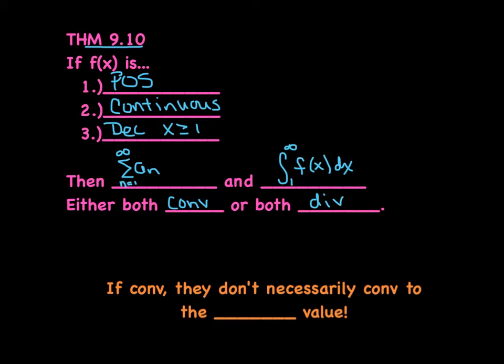Now, here's a great disclaimer to put in. If they do converge, which will happen quite often, they don't necessarily converge to the same value. In other words, they measure slightly different things. The series is just adding up individual terms where n's only allowed to be an integer, whereas the integral is calculating the area underneath the curve. Now both numbers will be very small, but they won't necessarily be the same number. So just because your integral ends up converging to a 2 doesn't mean that the sum of the series is also a 2.